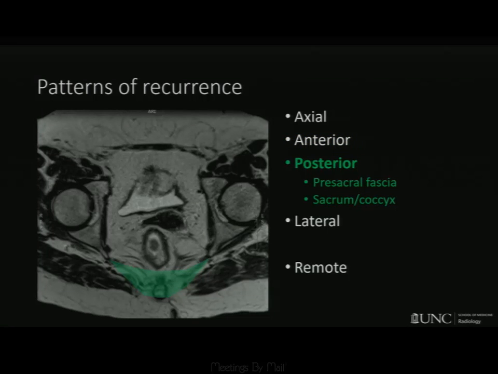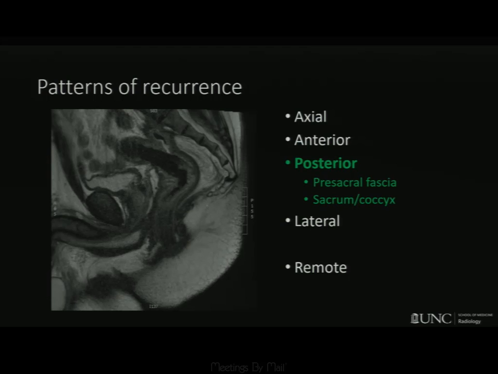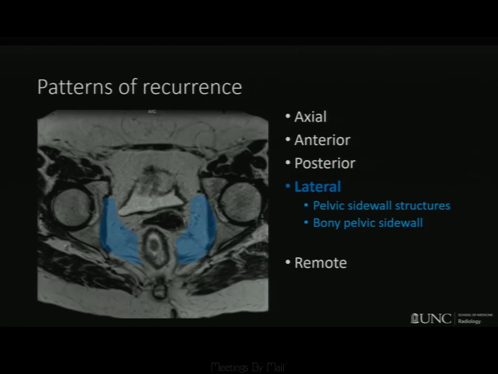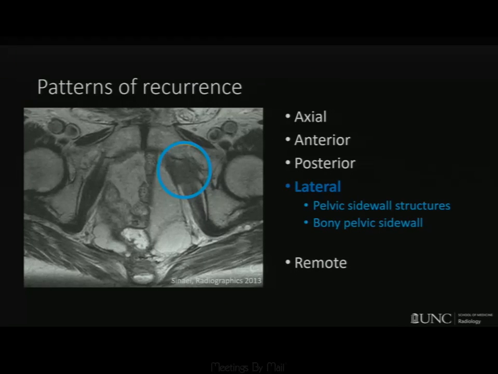Your posterior recurrences are those that involve the presacral fascia or the sacrum or coccyx. So here we have a case of a fistulous collection that actually had recurrent tumor within it, invading the presacral space. And then your lateral recurrence is going to occur along either the bony pelvic sidewall or the pelvic sidewall structures, and here's an example from the literature of that.